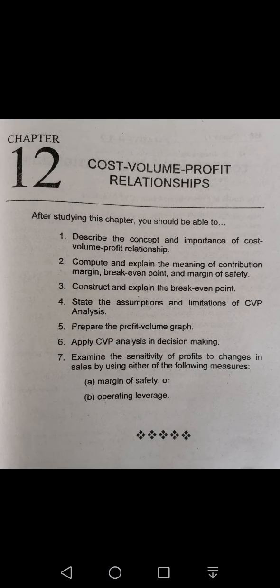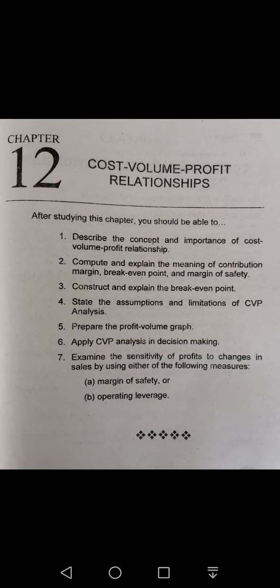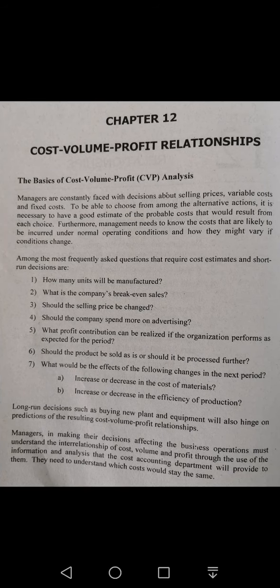Chapter 12 is all about cost, volume, profit relationships. In this chapter, we're going to describe the concept and importance of cost-volume-profit relationship, compute and explain the margin of safety and break-even point, construct and explain the break-even point, state the assumptions and limitations of CVP analysis, and then prepare the profit-volume graph, and so on.